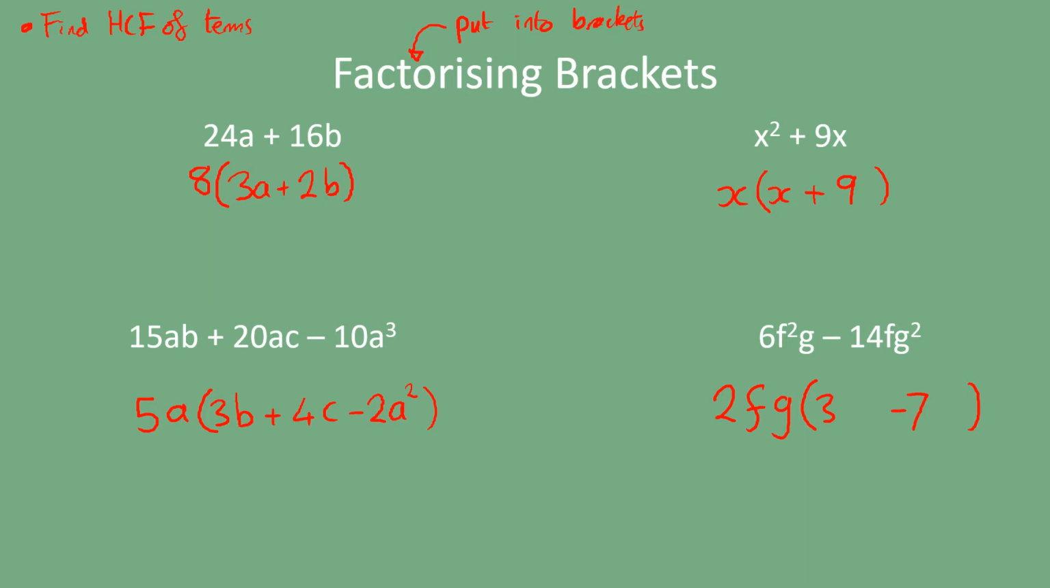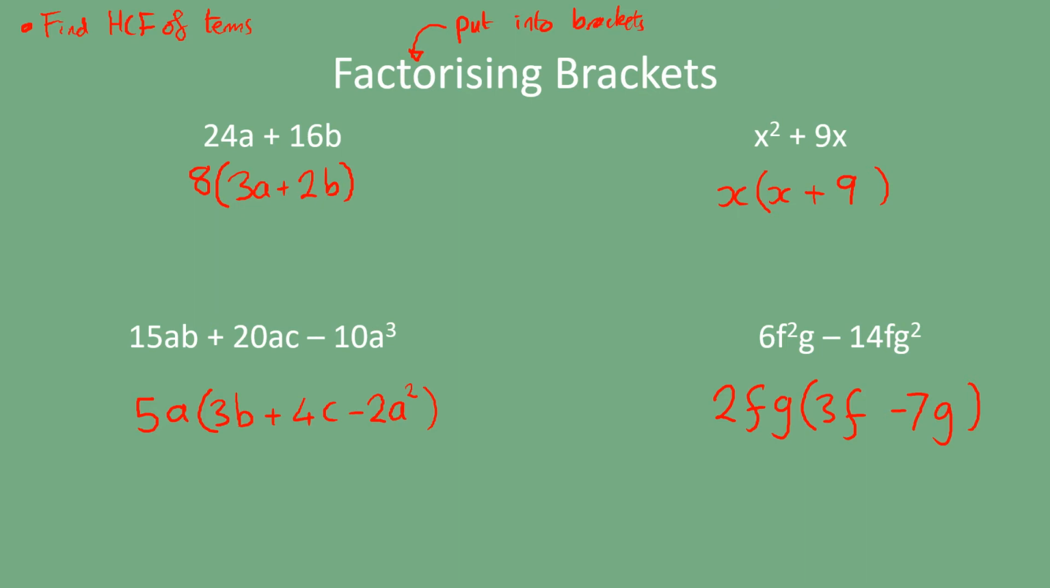And then we've got to think about the powers. So we've already got all of the single f's and single g's sorted, so we need to deal with this f squared and this g squared. f squared divided by f is f. g squared divided by g is g. So that should be our final answer. And again, we can check it if we want.